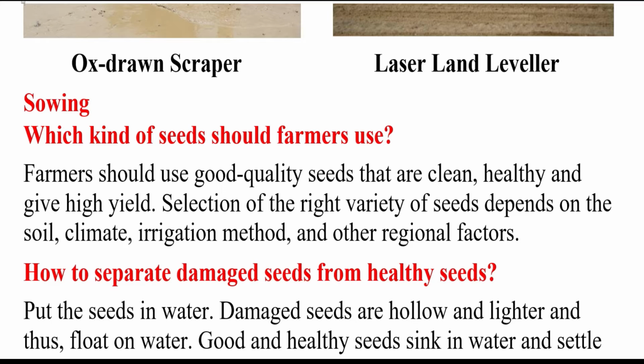Which kind of seeds should farmers use? The farmers use good quality seeds that are clean, healthy, and give high yields. The selection of the right variety of seeds depends on the soil, climate, irrigation method, and other regional factors. How to separate damaged seeds from healthy seeds?